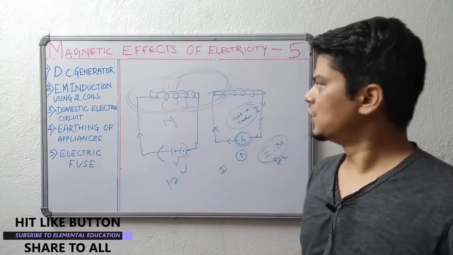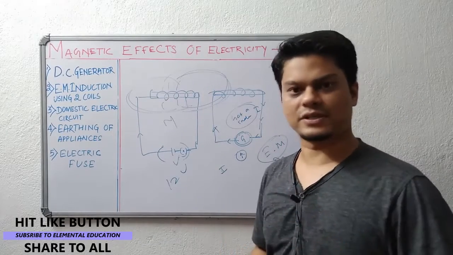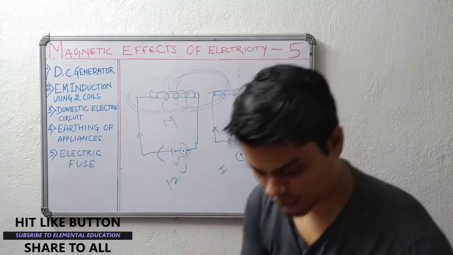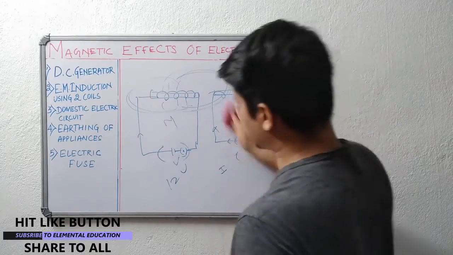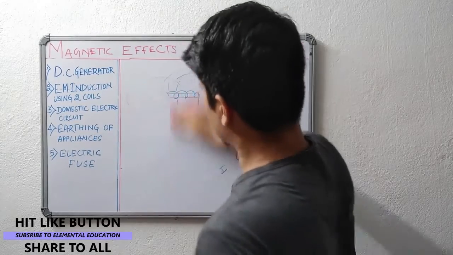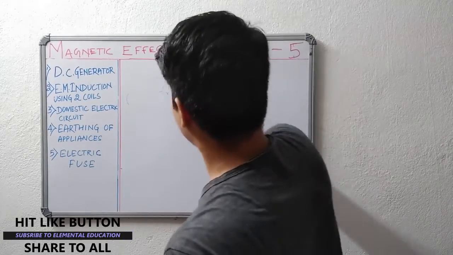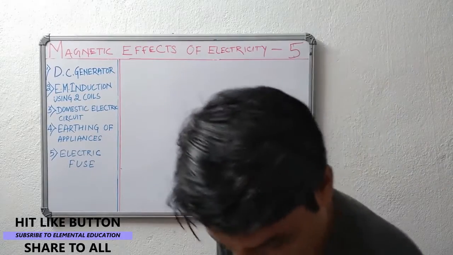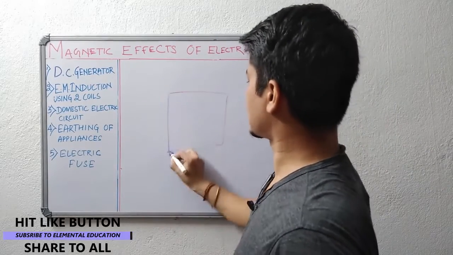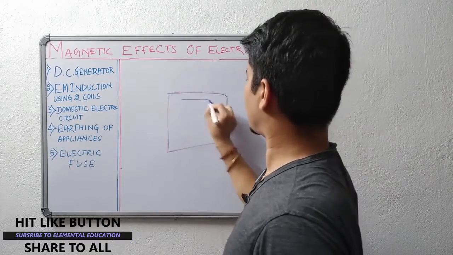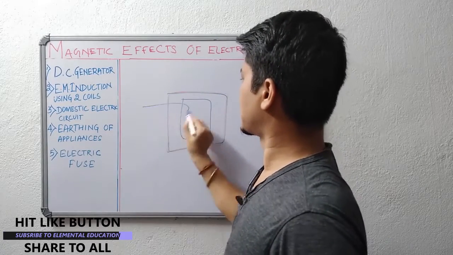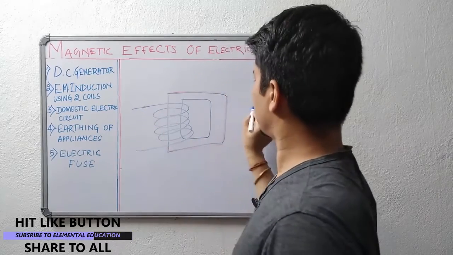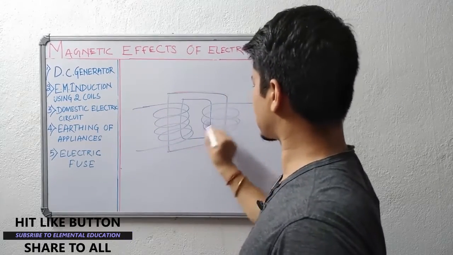Where we are using, you might have seen there are transformers, right? How do the transformers work? Let me draw a bigger diagram for you guys. Transformers are of two types actually. They are step up or step down transformers. So how will it work? See, this is a core. So this side there is one coil, this side there is another coil.